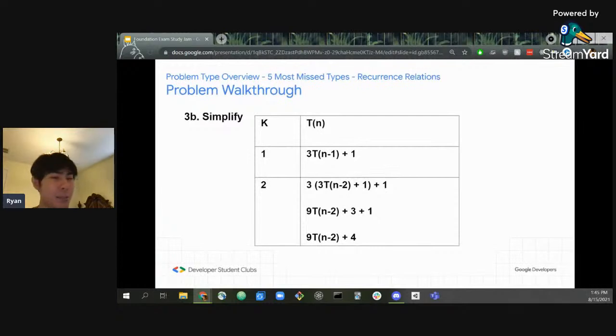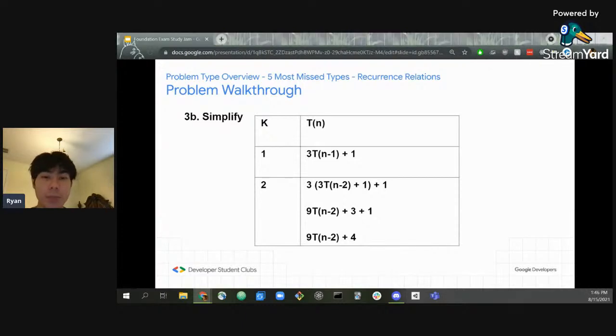Now from there, I'm going to simplify even further. So I'm going to do some easy distributions, distribute the 3 out, and then do some simple simplification, just add everything up, and I get a much nicer problem to see, 9T(n minus 2) plus 4. But if you remember my tips from earlier, always remember the previous simplifications and always keep track of them. Next slide.